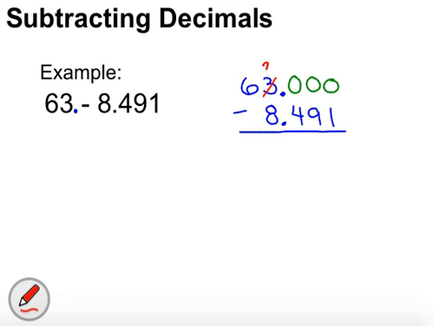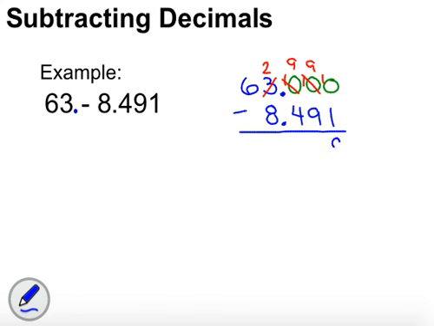I've got to go all the way over to this 3 in order to borrow. So this 3 becomes a 2. That makes this 0 into a 10. Now I can borrow from there. It's going to become a 9, which makes this a 10. Now I can borrow from there. It's going to become a 9, which will make this a 10. And now I can start doing my actual subtraction.